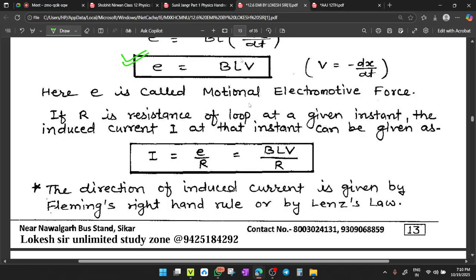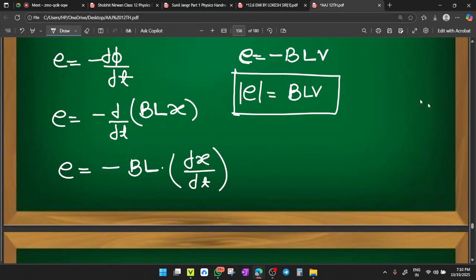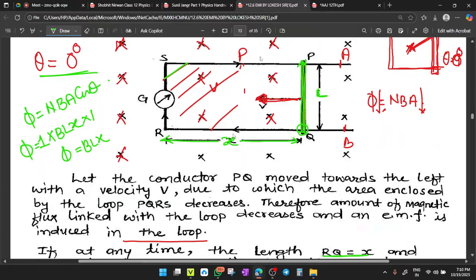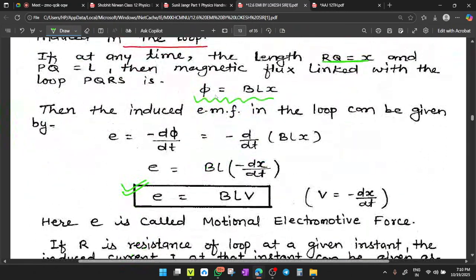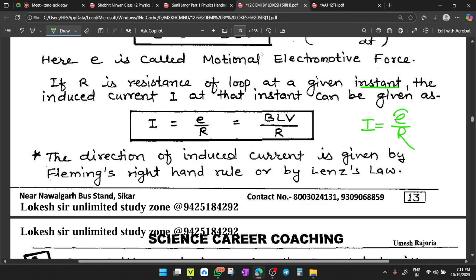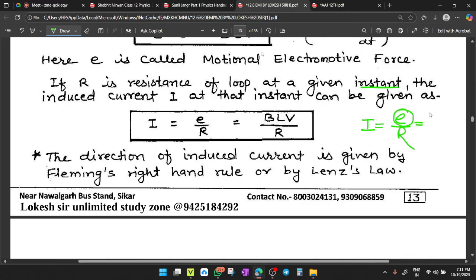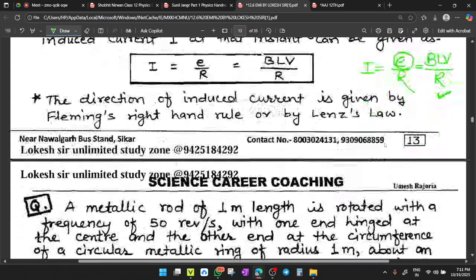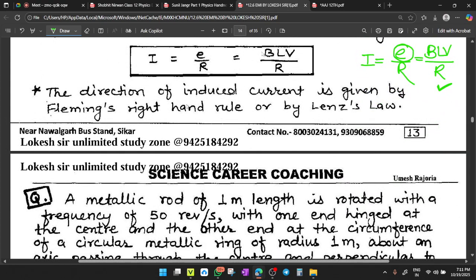Now, if I want to calculate the amount of current flowing in this loop, what will be the current flowing in this loop? If R is the resistance of the loop at the given instant, the induced current I at that instant can be given by the normal formula I equals voltage upon resistance. In place of voltage, the EMF is working here, and the EMF equals BLV, so I equals BLV upon R. Clear, beta? So the amount of current equals BLV by R. Clear?